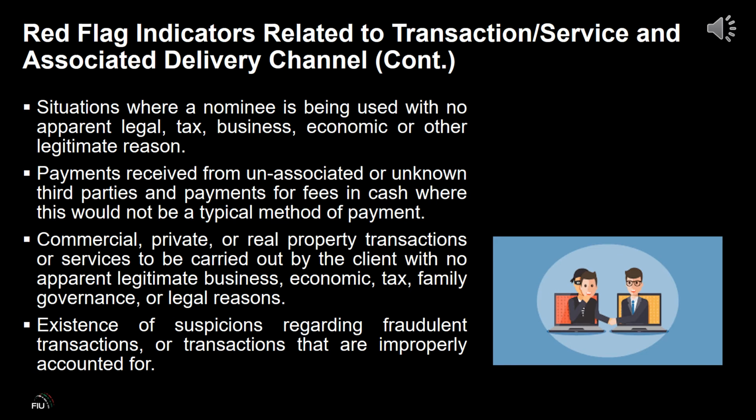Situations where a nominee is being used with no apparent legal, tax, business, economic, or other legitimate reason. Payments received from unassociated or unknown third parties and payments for fees in cash, where this would not be a typical method of payment. Commercial, private, or real property transactions or services to be carried out by the client with no apparent legitimate business, economic, tax, family governance, or legal reasons. Existence of suspicions regarding fraudulent transactions or transactions that are improperly accounted for.